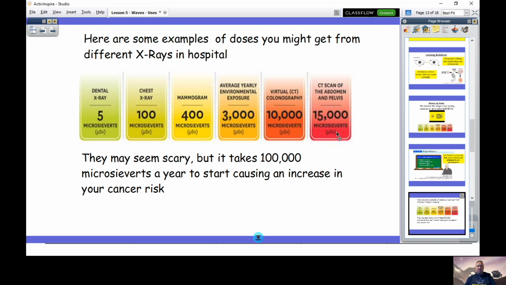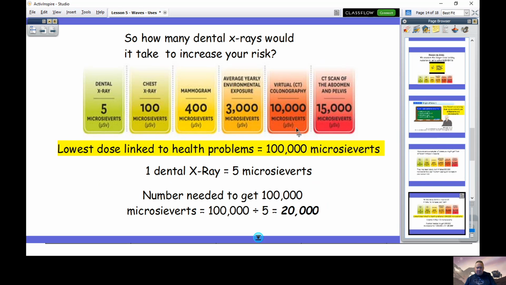Now, a microsievert, remember, is a millionth of a sievert. So although those numbers might seem scary, it takes a really, really big dose to even slightly increase your risk of cancer. It takes about 100,000 microsieverts to even start increasing the chances of anything going wrong. So even getting a dental x-ray is only 5 microsieverts, and it would take 100,000 microsieverts to even start increasing your risk.